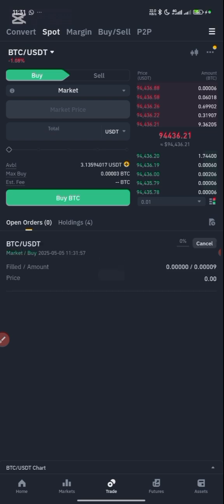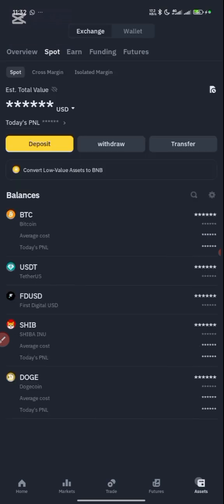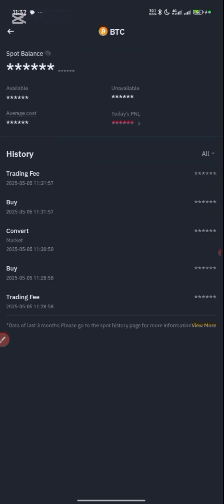So I want to buy BTC now. The order has been created. The order executed immediately because I was using market. That means my intention is to buy now, not like creating an order. So this is the fund here. It will show in your wallet. As you can see now, there is BTC here.